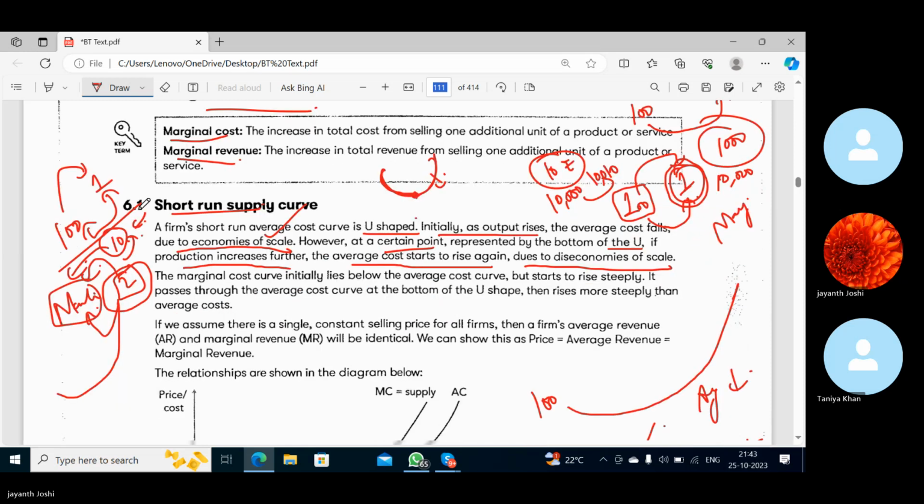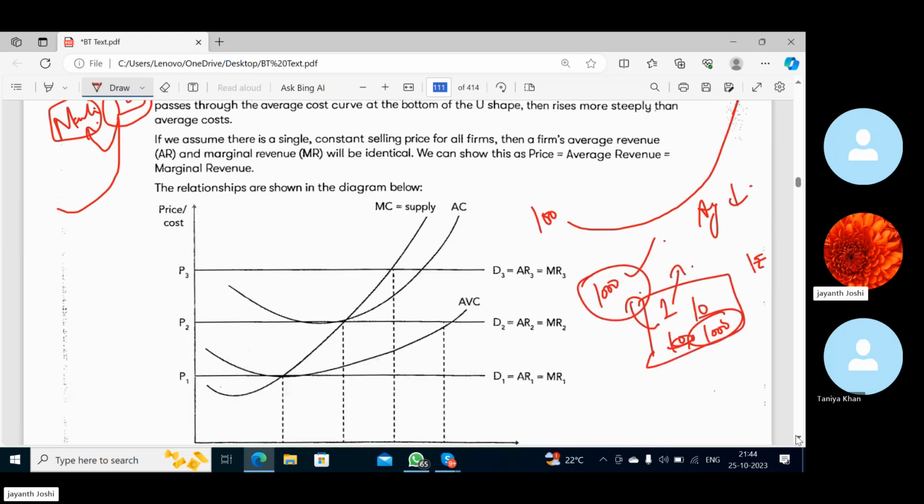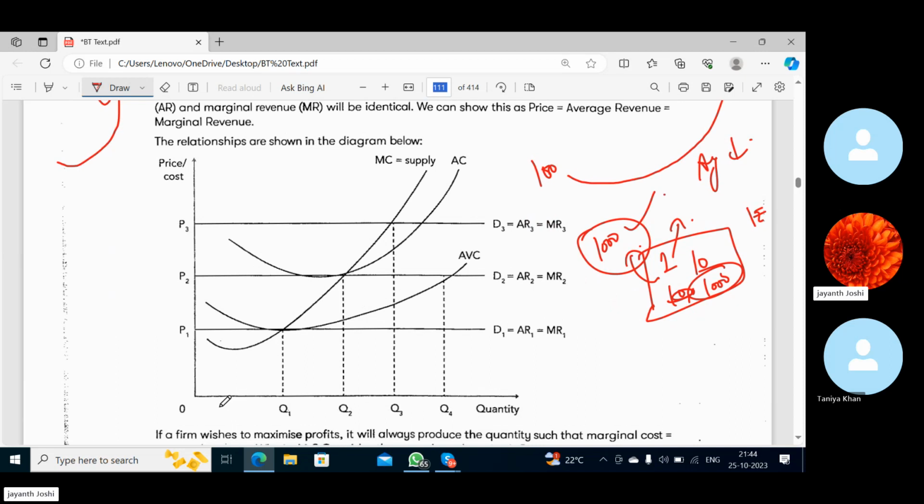Now the marginal cost curve. How are the curves behaving? For every additional unit, your cost will increase, right? The marginal cost curve lies below the average cost curve. These are the properties. This is the marginal cost curve. Whenever you go on increasing the quantities, for the extra additional quantity you will be paying extra cost. So your marginal cost is increasing.